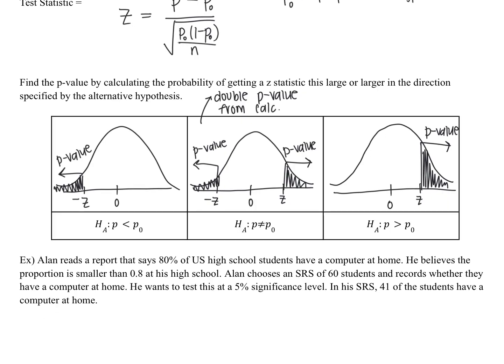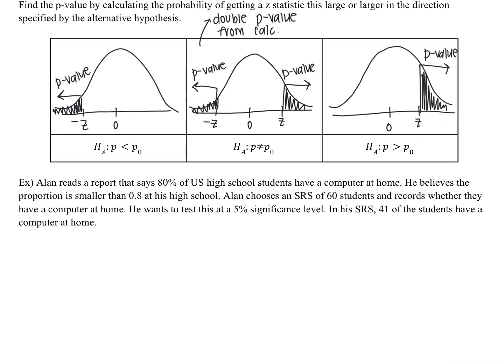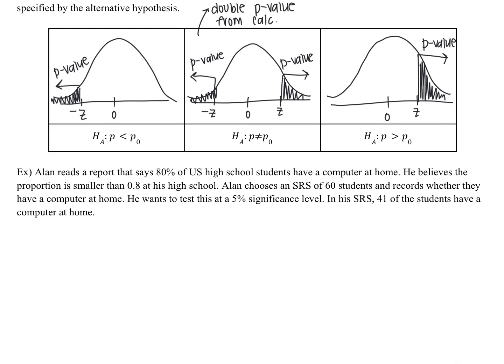So let's go ahead and look at an example. Alan reads a report that says 80% of U.S. high school students have a computer at home. He believes the proportion is smaller than 0.8 at his high school. He chooses an SRS of 60 students and records whether they have a computer at home. He wants to test this at a 5% significance level. In his SRS, 41 of the students have a computer at home.